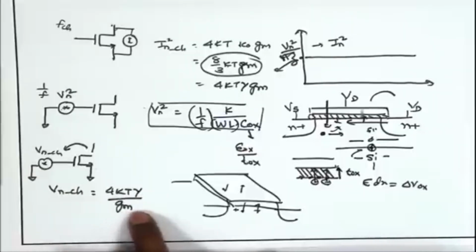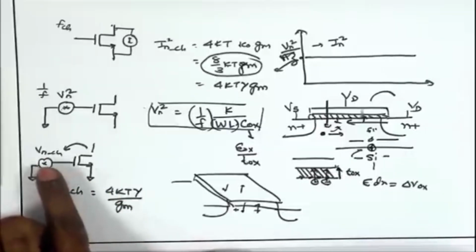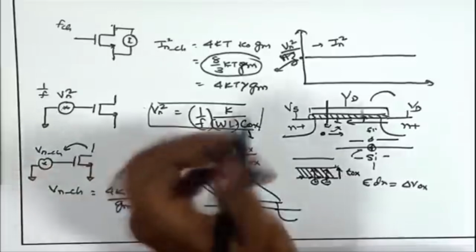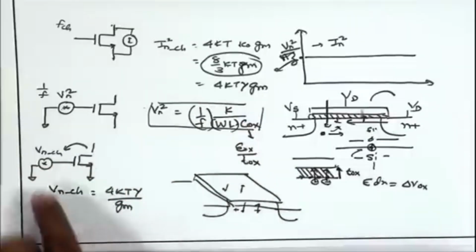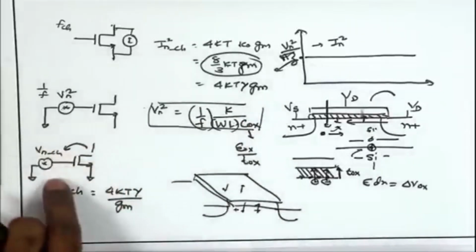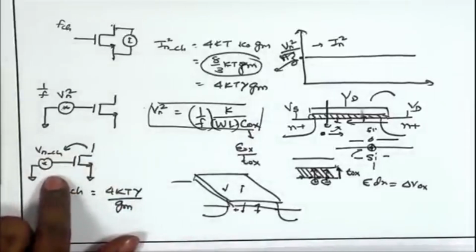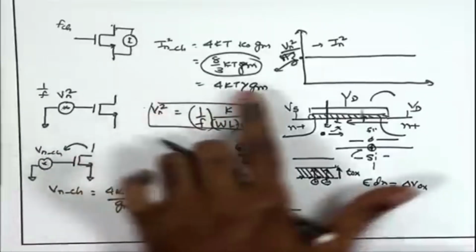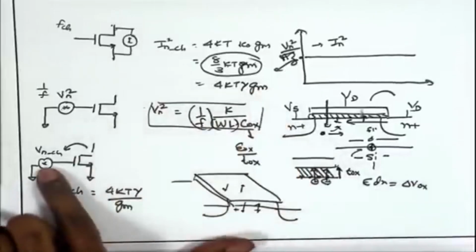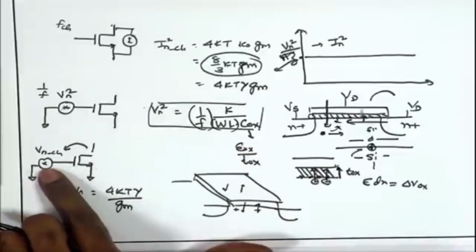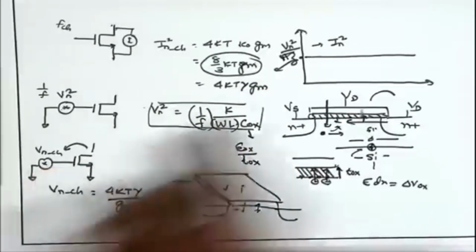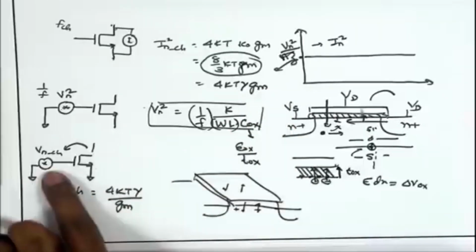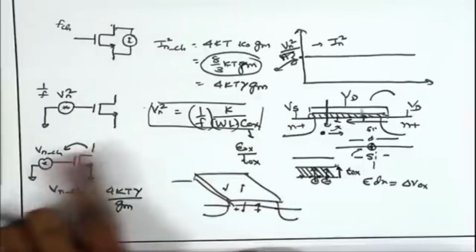Looking at this form, it seems that increasing gm may help us in reducing the input referred noise. This may not give us the right picture, because when we talk about noise, we always have to talk about noise in relation with the signal. We will see that a larger gm also has a role in amplifying the signal. When we try to have a larger amplification, we need larger gm. So, gm plays an important role in amplifying the input signal.